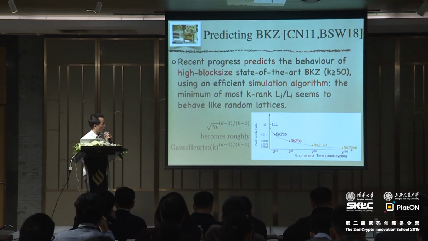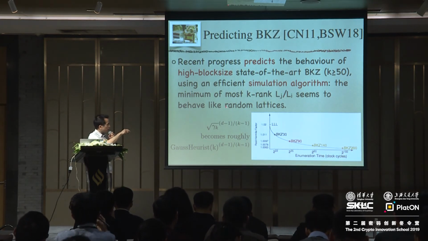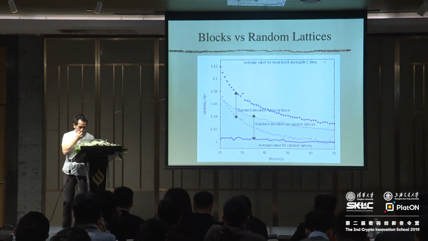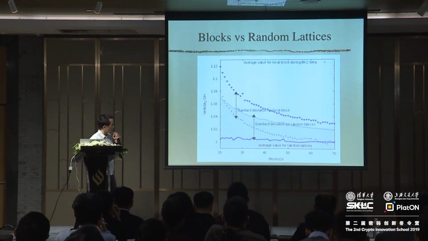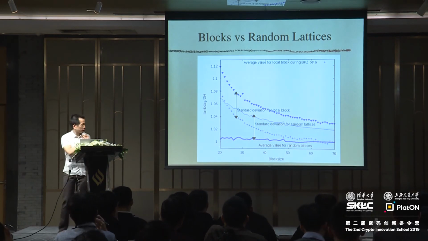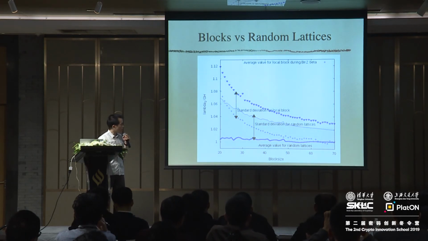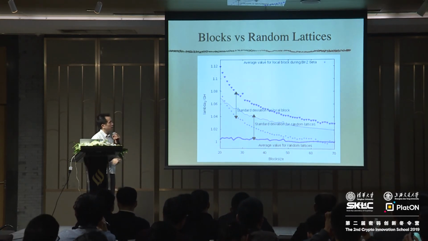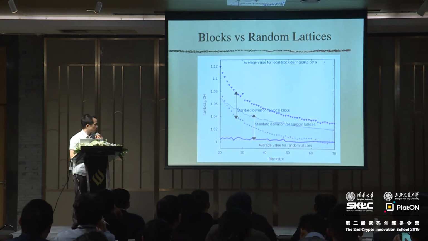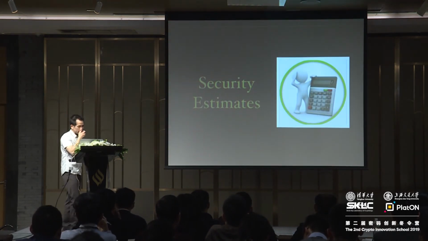Now, there's a natural question. How sound is this modelization? Is it really true that these quotient lattices behave like random lattices? So, in 2011, we did some preliminary experiments and realized that as the block size increased, these quotient lattices behave more and more like random lattices. But still, there's a gap. It's a strong assumption to say that they behave exactly like random lattices. But still, it's better than nothing. So that leads you to approximate security estimates.